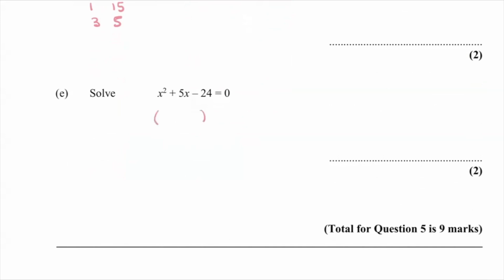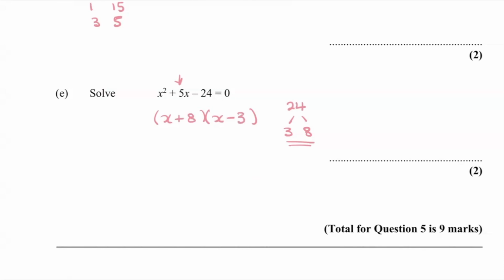So it's two brackets, drop the x. I'm working on 24. 3 and 8 will make 24. I want to make 5, which is what they will do. Looking at the question, I can see it's going to be a plus and a minus. It's going to be positive 8, take 3.